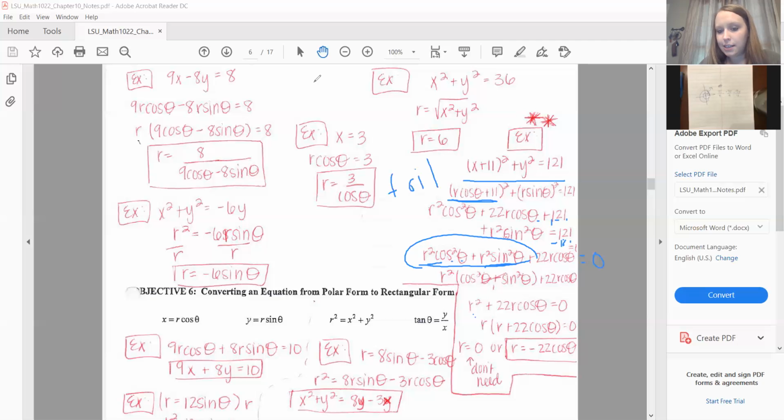Okay, now these two have an r in common. Took it out. So we got r times (r plus 22 cosine theta) equals 0. So that's two different equations by the zero product property, like if we were factoring. We get r equals 0, we don't need that one, or r equals negative 22 cosine theta. Because r equals 0 means your radius is 0, which means you don't have a circle. That's why you don't need it.